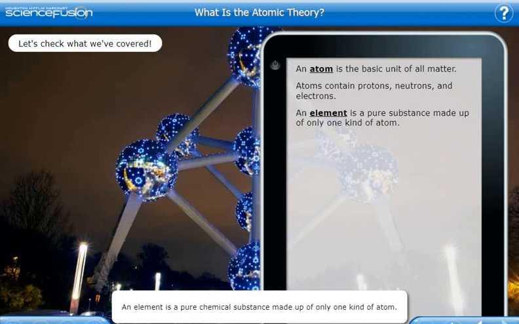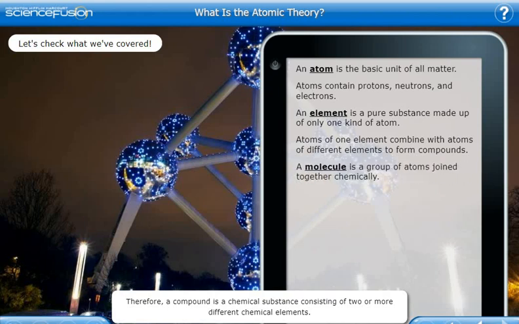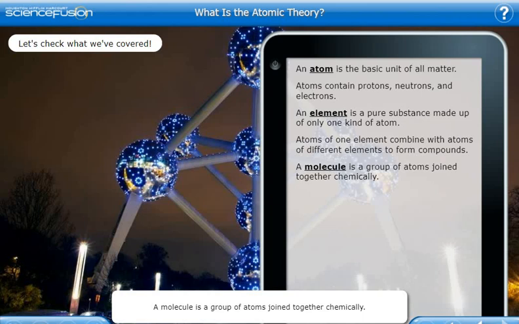An element is a pure chemical substance made up of only one kind of atom. All the atoms in an element are identical to one another. Atoms of one element combine with atoms of different elements to form compounds. Therefore, a compound is a chemical substance consisting of two or more different chemical elements. A molecule is a group of atoms joined together chemically. A compound is a substance consisting of two or more elements bonded together.